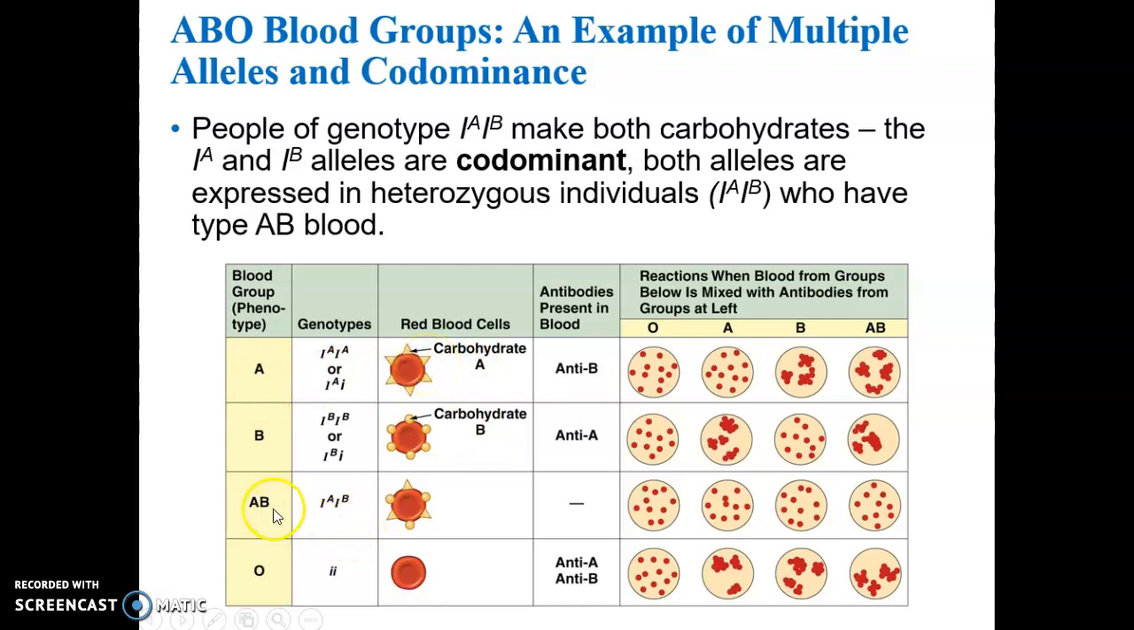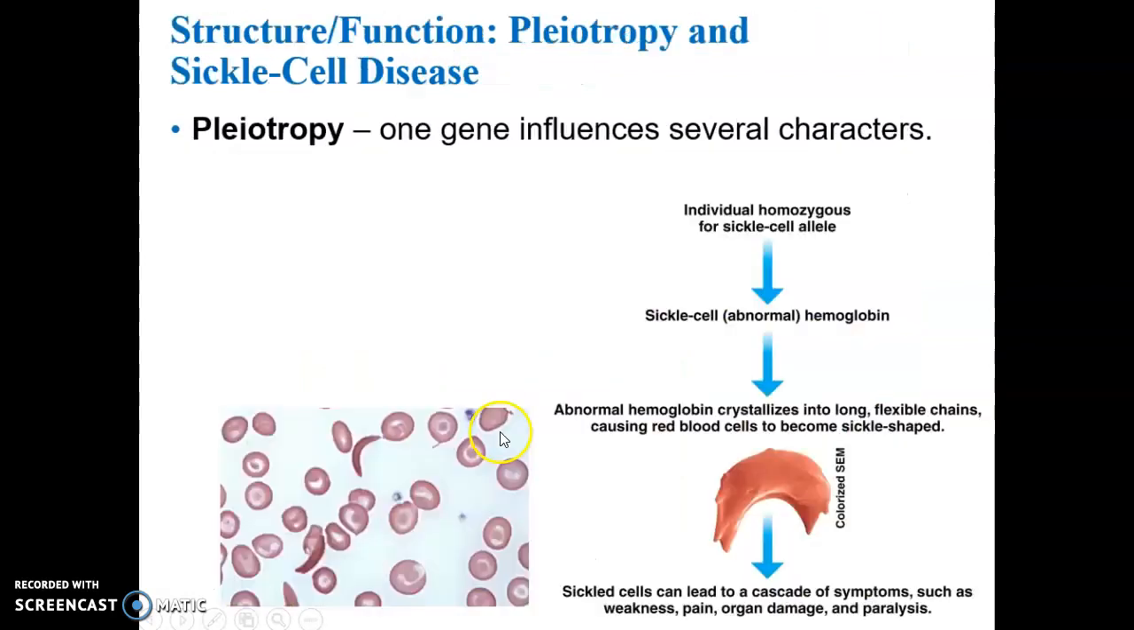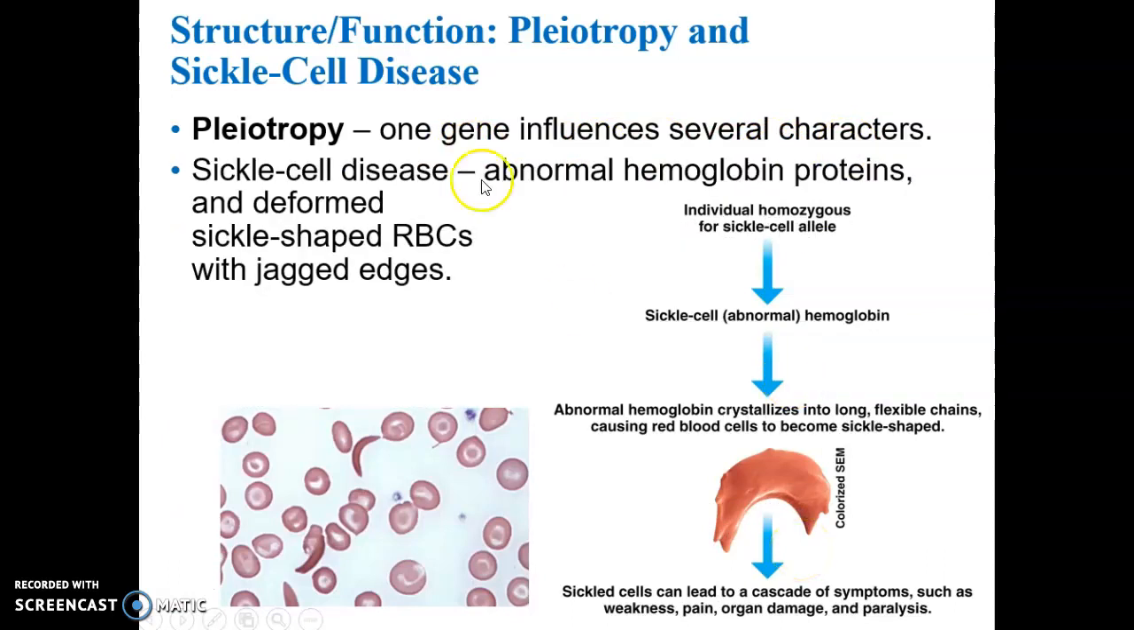All right? The A allele, A molecule. The B allele, B molecule. Each allele determines one characteristic. With pleiotropy, each gene or allele will influence several characteristics, more than one. So with sickle cell disease or sickle cell anemia, the abnormal hemoglobin proteins are produced by the sickle cell allele. So there's the gene or the allele, and it produces a malformed protein, sickle cell hemoglobin.